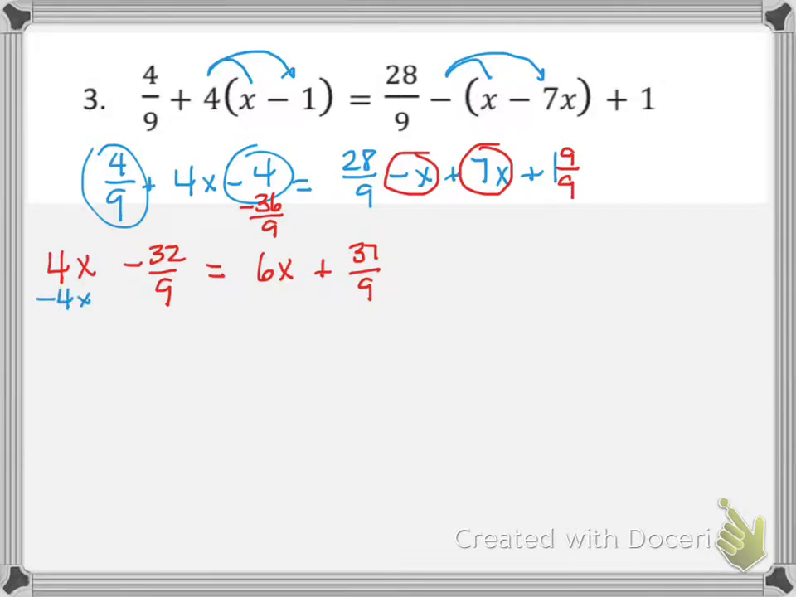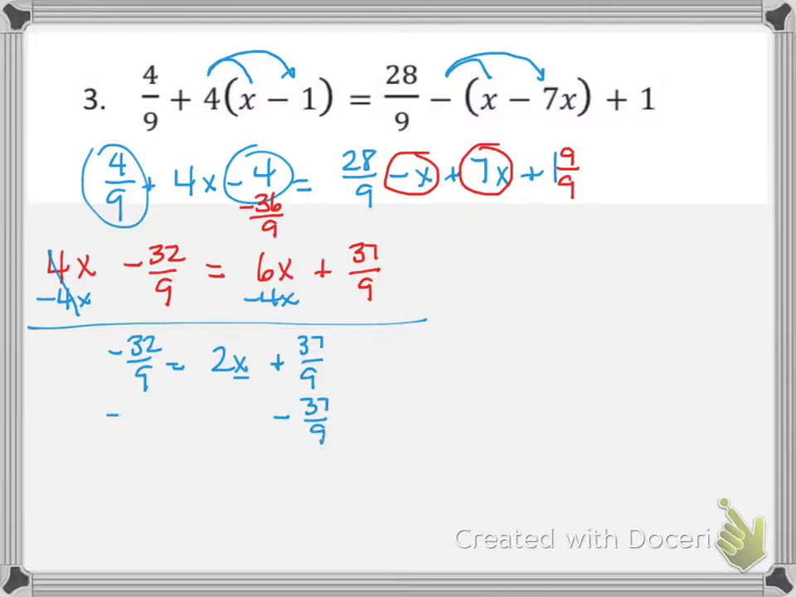And finally, I can start to simplify and get my variables on the same side. So I'm going to subtract 4x from both sides. And that leaves me with a negative 32 ninths is equal to 2x plus 37 ninths. And then I just need to simplify so I get my variable all by itself. So isolate the variable. I'm going to subtract 37 ninths from both sides. And then we get 37 and 32. It would be a negative 69 ninths. And that's equal to 2x.